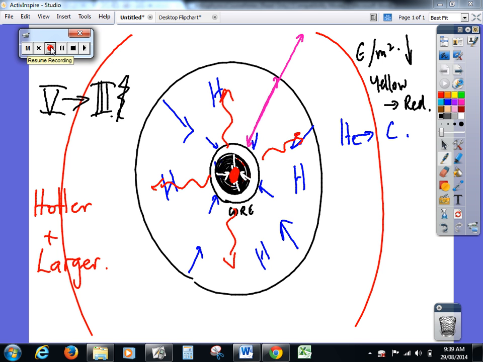Okay, please remember it's the core of the star which is the important part. So in the core now is starting to accumulate what element? Carbon. So let's have a look at the core alone.